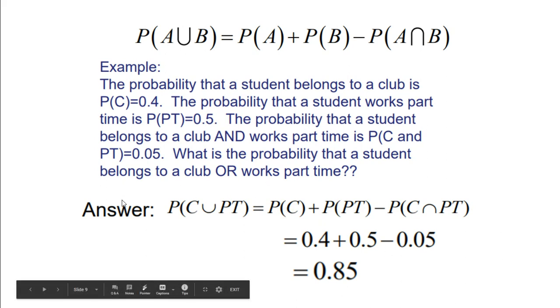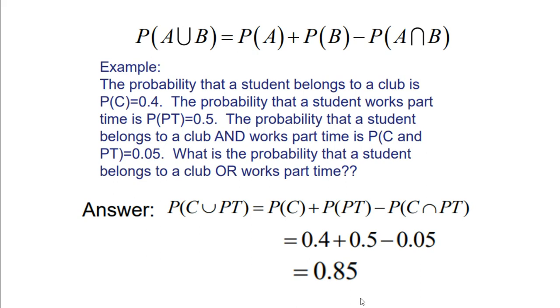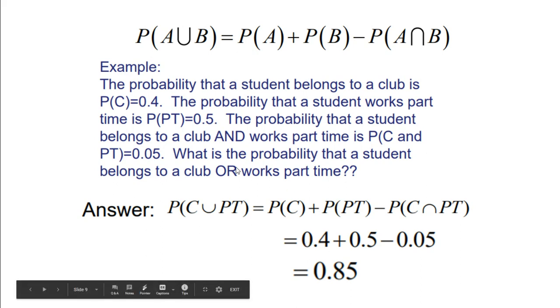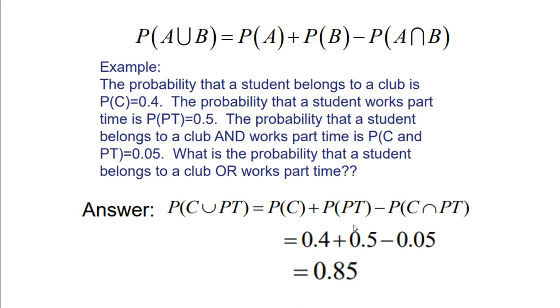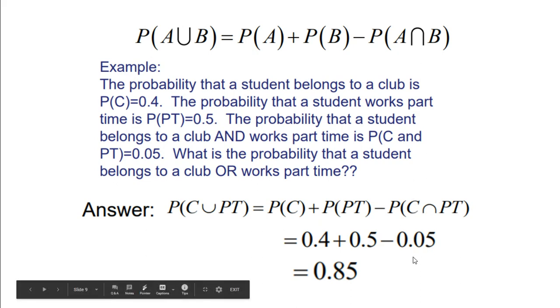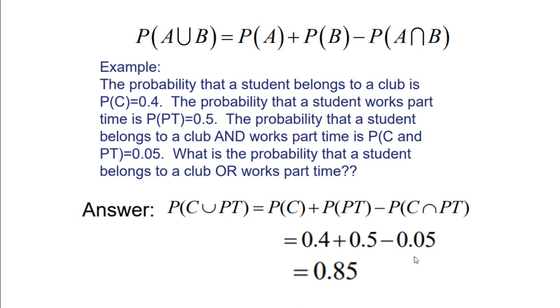So the big idea here is this is my equation and I plug everything in. It's just about plugging and chugging at this point, right? So I have 0.4, which is the probability a student belongs to a club, P of C. Then the probability a student works part-time is 0.5, and the intersection is 0.05. So I put both of those in, and then I subtract that one extra intersection that's included in both P of C and P of PT. That's the big understanding here, that this is included two times and we can't include it twice. So we have to eliminate it once.